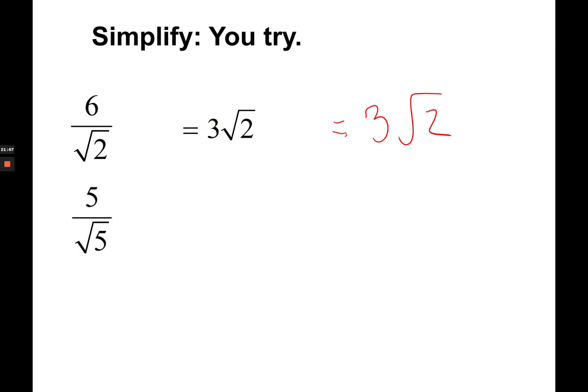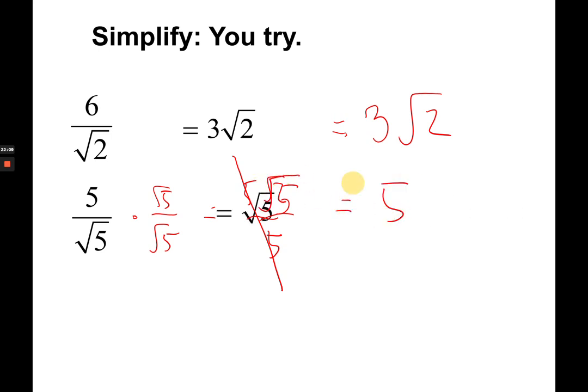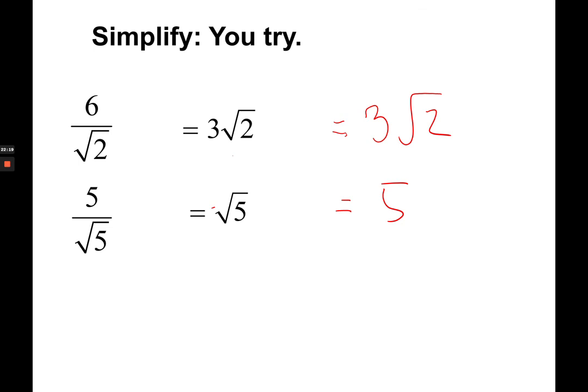Next, we are going to find the simplified form. The square root of 5 times the square root of 5. This becomes 5 times the square root of 5 all over 5. Cancel, and what you have left is the square root of 5. That's your multiplying x, square root of x over square root of x.